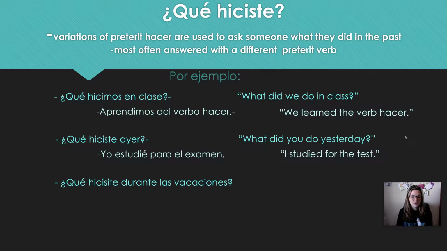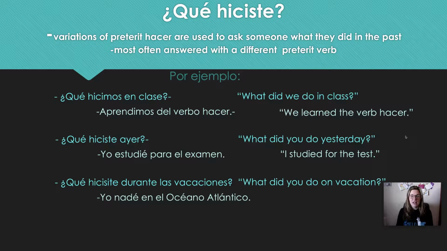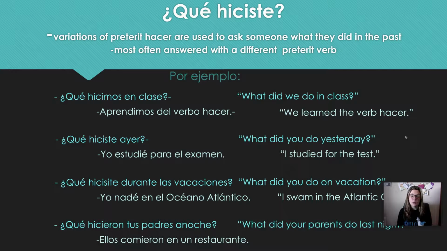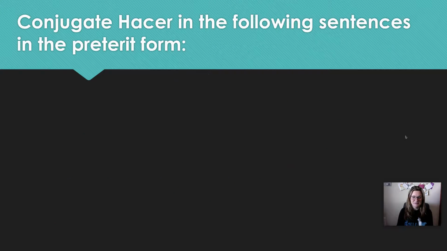¿Qué hiciste durante las vacaciones? Notice vacaciones in Spanish is plural, always plural, even if it's one vacation. What did you do on vacation? Yo nadé en el océano Atlántico. I swam in the Atlantic Ocean. And our last one, ¿qué hicieron tus padres anoche? What did your parents do last night? Ellos comieron en un restaurante. They ate in a restaurant.